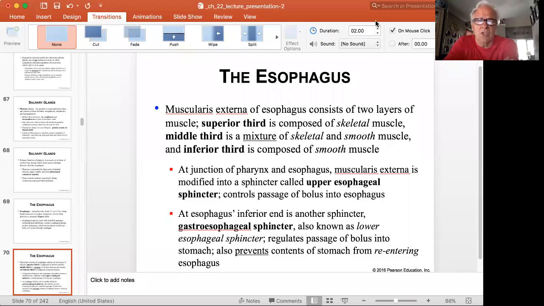Now this is just a continuation of where we left off because the last video got disrupted a little bit. So we left off with the gastroesophageal sphincter, which is also known as the lower esophageal sphincter. So we looked at the neurological histology of the esophagus. So now let's work our way in here.